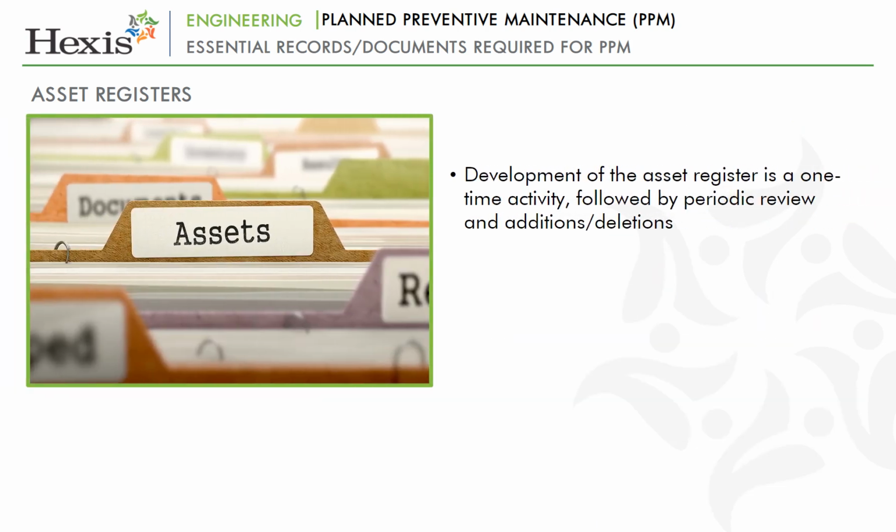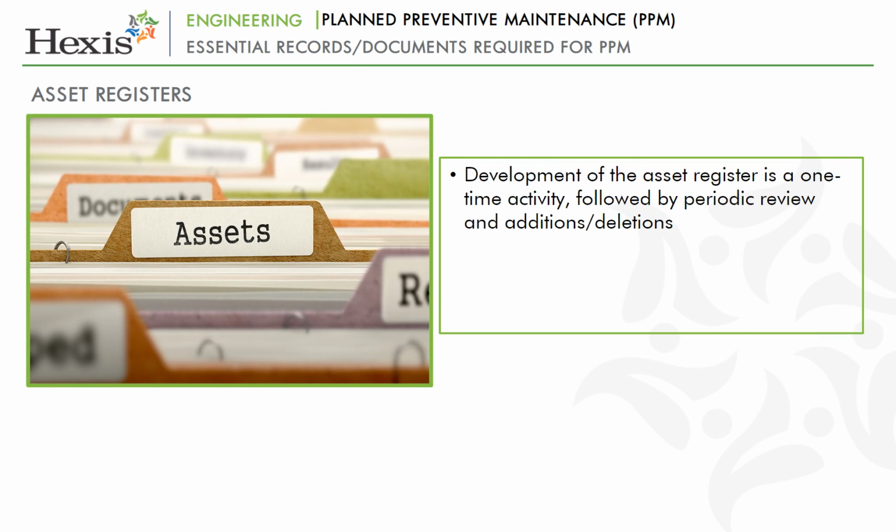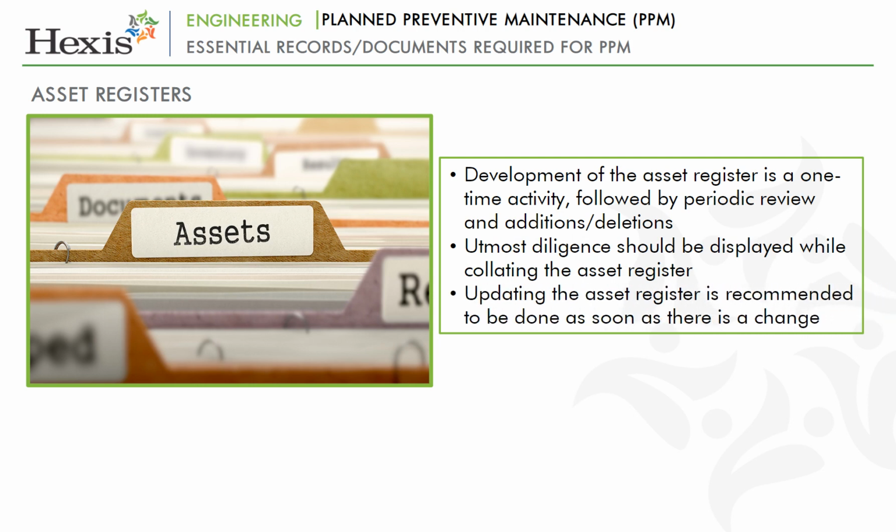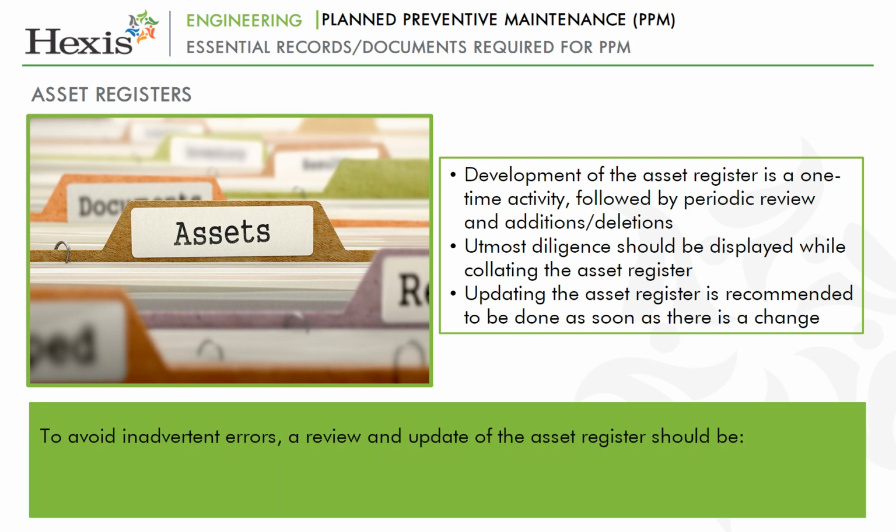Development of the asset register is largely a one-time activity followed by only periodic review and additions or deletions. Therefore, it is expected that utmost diligence is displayed while collating the asset register. Updating the asset register is recommended to be done as soon as there is a change. However, to ensure that inadvertent errors are avoided, a review and update of the asset register is to be planned every 6 months and scheduled in the 52-week planner.